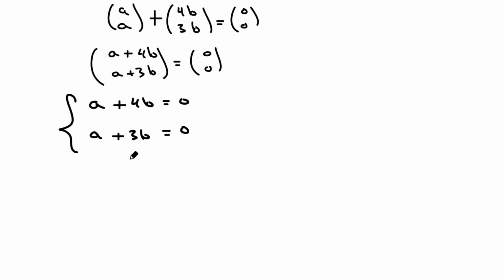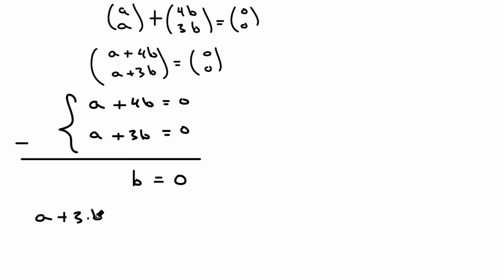And now I can ignore Gaussian elimination, right? There's so many things I could do. I could say A plus 3B is 0, so that takes care of A plus 3B over here. Or I could just subtract the equations. If I subtract, A minus A is 0, 4B minus 3B is B, equals 0 minus 0. So B equals 0. On the other hand, if we look at this equation, A plus 3B, but B is 0, therefore A equals 0.